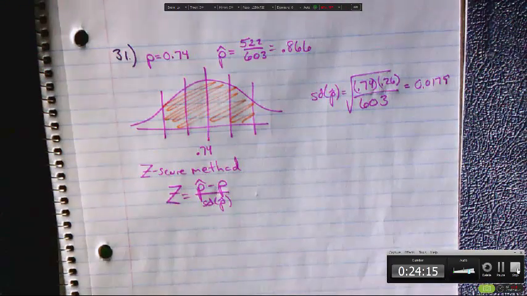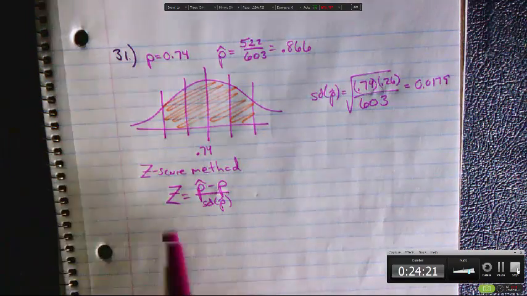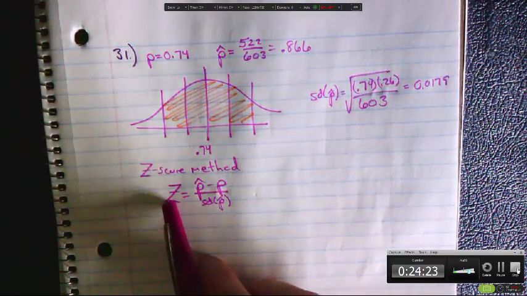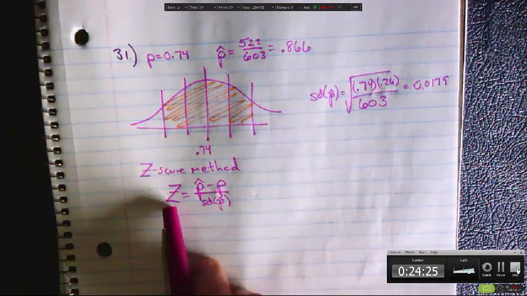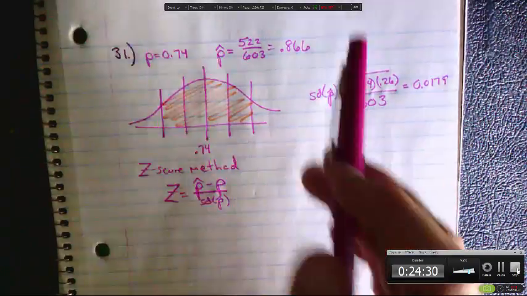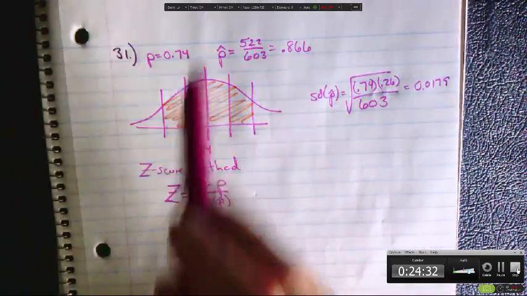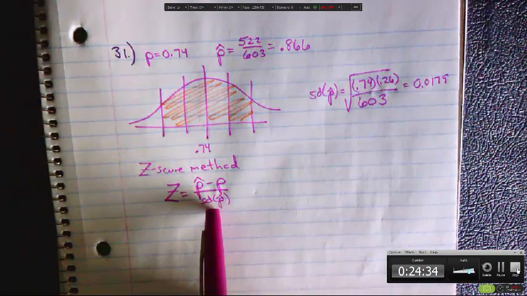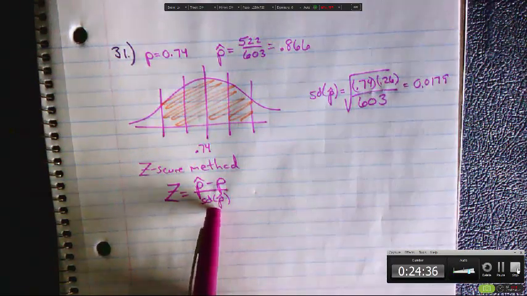So that's like step one if you're wanting to use the z-score method. You have to think of it as steps. Here's my formula for z. What does it take for me to figure out z? We know what p hat is, check. We know what p is, check. We need to know the standard deviation of p hat. We don't know that, and that's what tells us to jump over and calculate it.